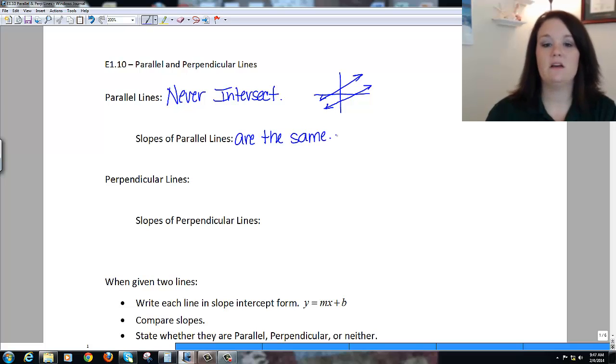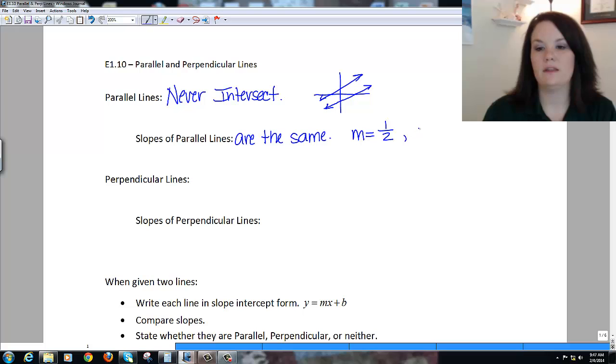Okay, if slopes of parallel lines are the same, then that means if my original slope is, say, 1/2, then my parallel slope is also going to be 1/2. Okay, and the little two lines I just wrote is just shorthand for parallel.